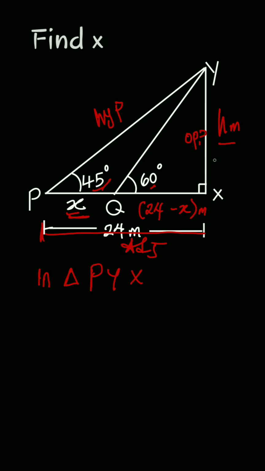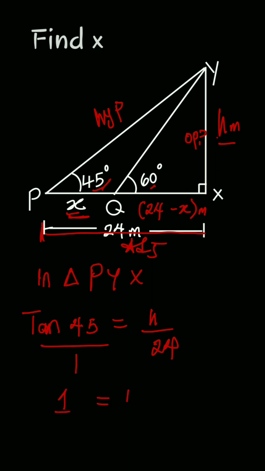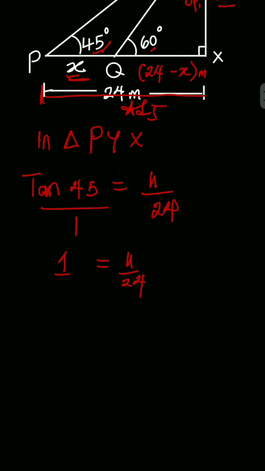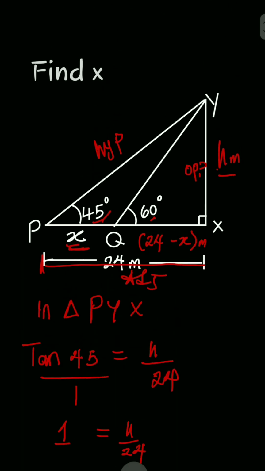So using our trigonometric ratio, opposite and adjacent, we'll think about tan. The tangent of an angle is equal to the opposite side over the adjacent side. So we say tan 45 is equal to h over 24. Tan 45 is 1, so 1 equals h over 24. And when we cross multiply this, we get the value of h to be equal to 24 meters. So now we have the value of h as 24 meters. Then we can think of finding the value of x.